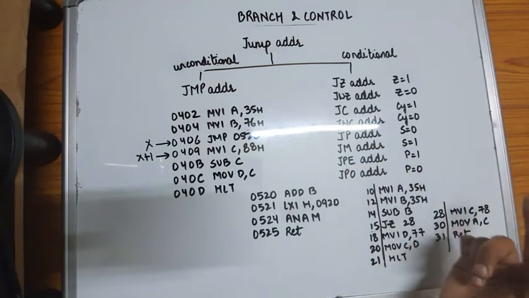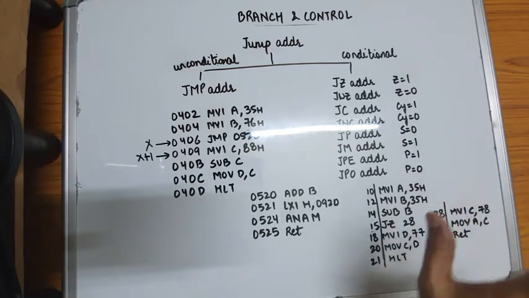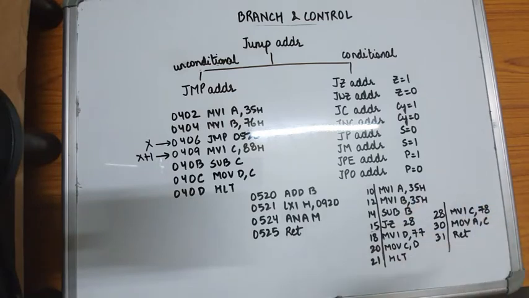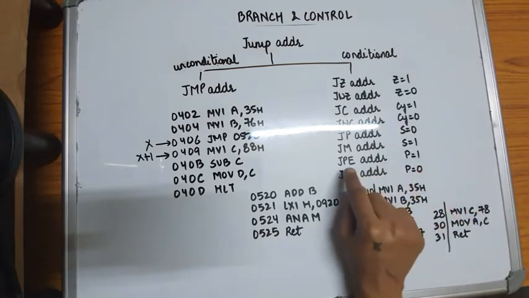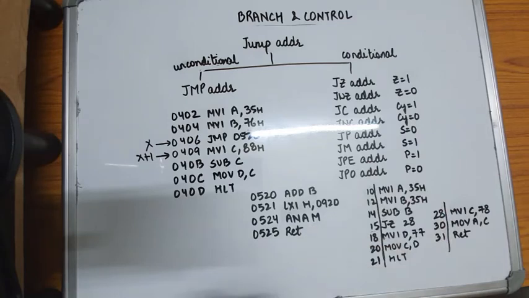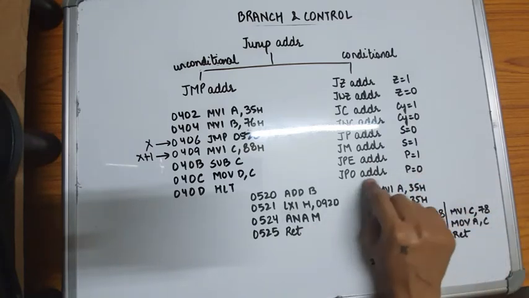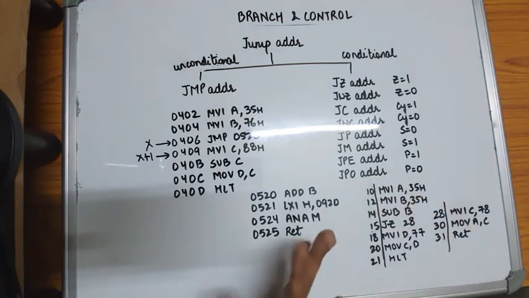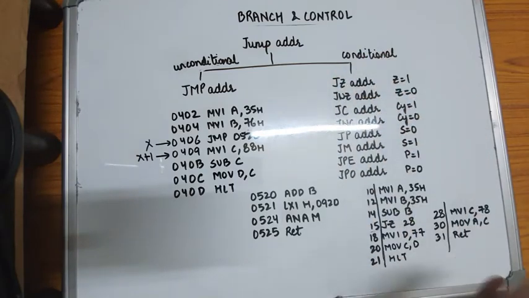If the number of ones in the accumulator or the resultant register is an even value, then parity goes to 1, and when the value of the parity flag is 1, then only the control will be transferred to this address. If the value in the parity flag is 0, then the control will be transferred to this particular address. Here I have taken the example of the zero flag. I have taken this example, the rest all will follow the same.